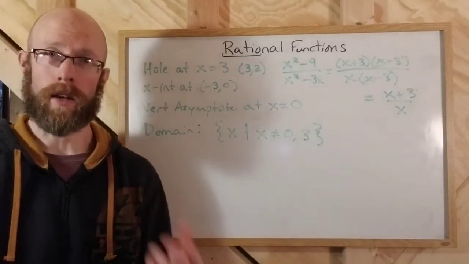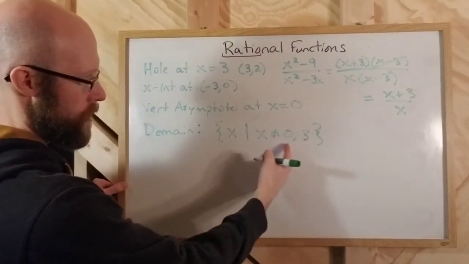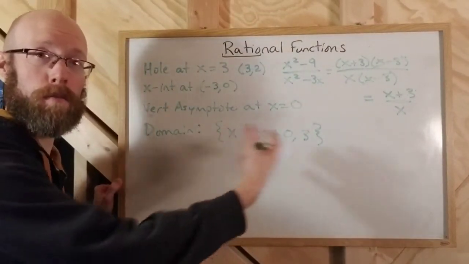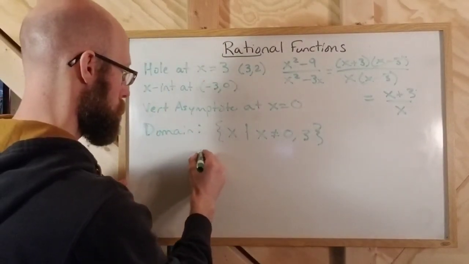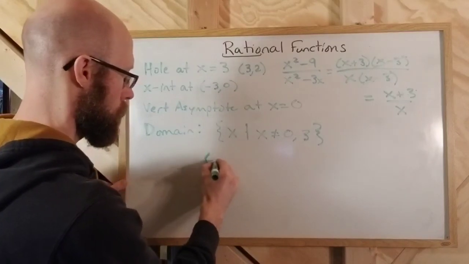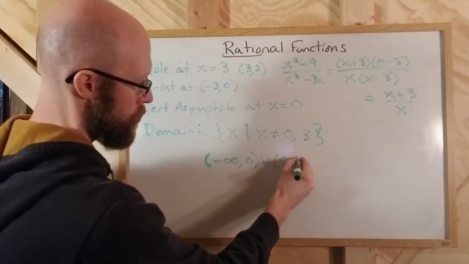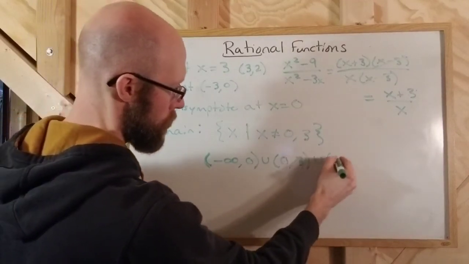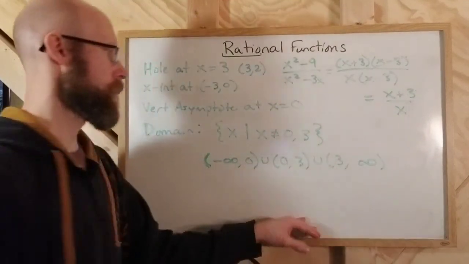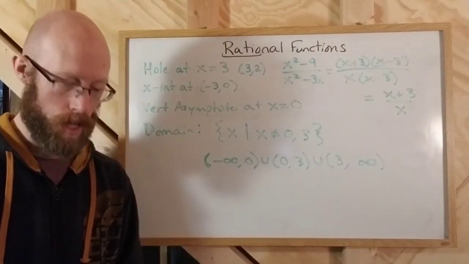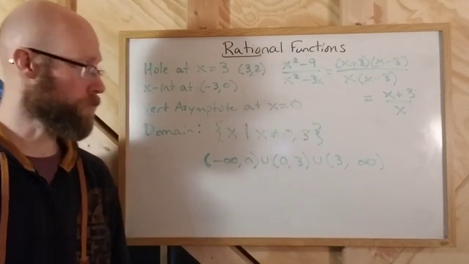In interval form, I could write that out. It's everything less than 0, everything between 0 and 3, and everything to the right of 3. So that would be negative infinity to 0, union with 0 to 3, union with 3 to infinity. Those are my 3 intervals that contain every number on the number line except for 0 and 3. So that'd be my domain.